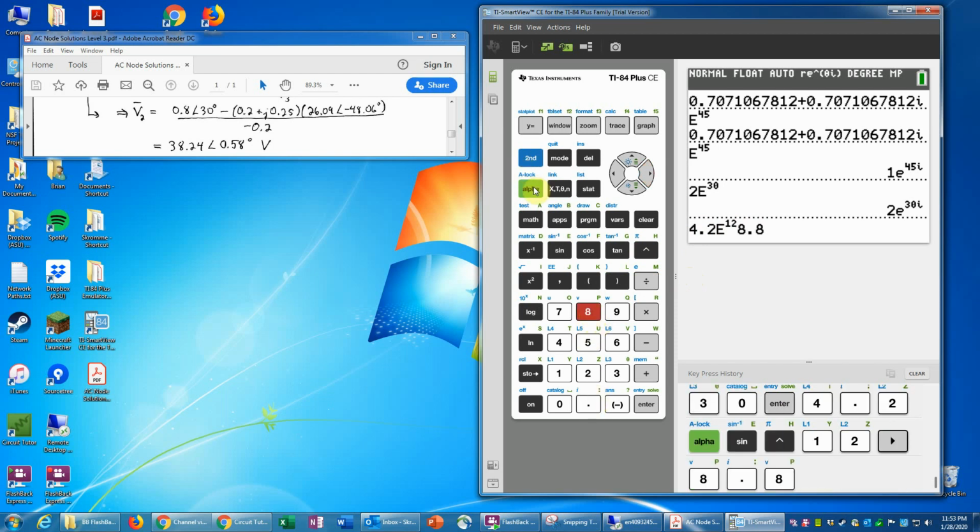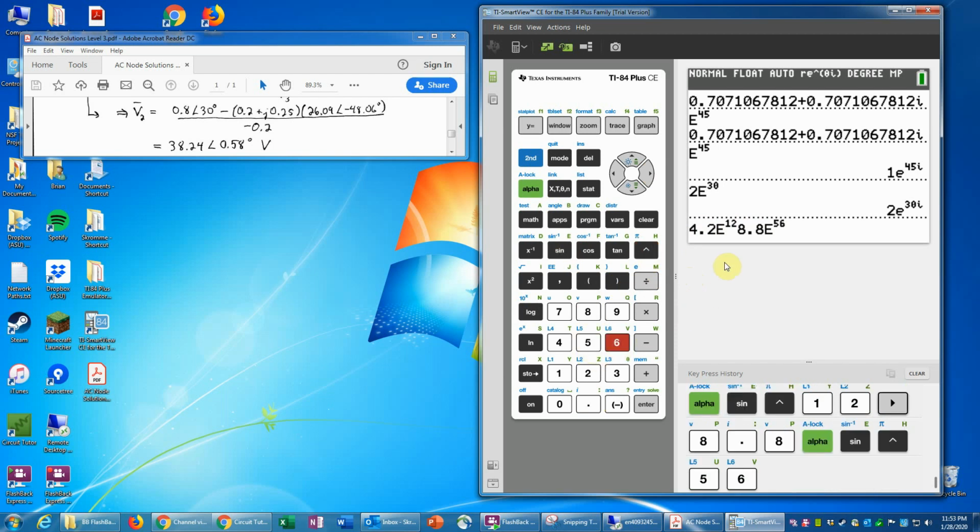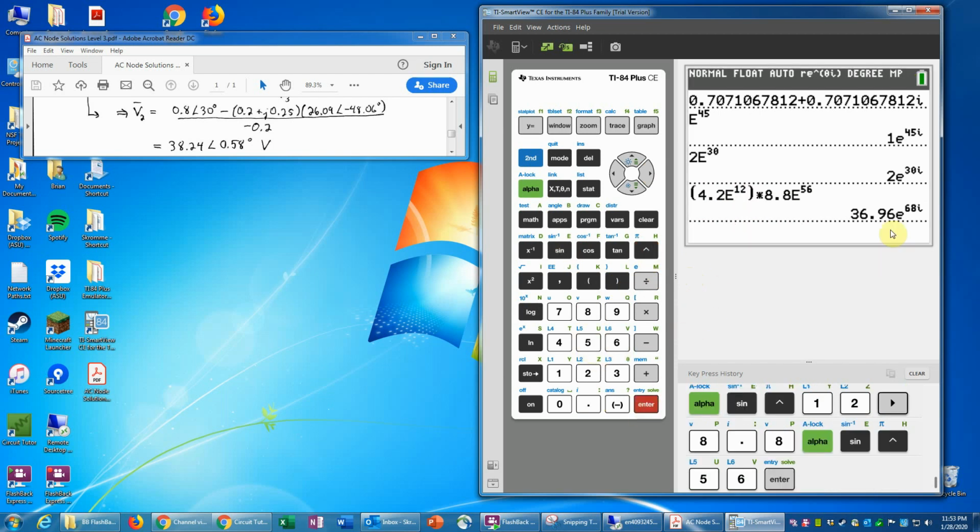e, again, power, say 56 degrees. Okay, and now I press enter. And that will give me the result, which is the magnitudes are being multiplied and the degrees are being added properly. And so that's what we'd expect from multiplication.